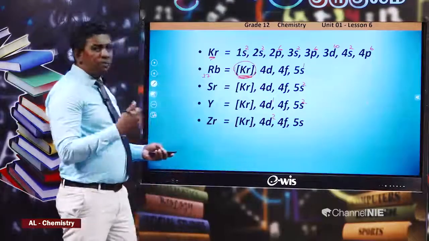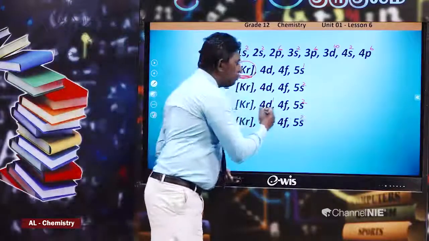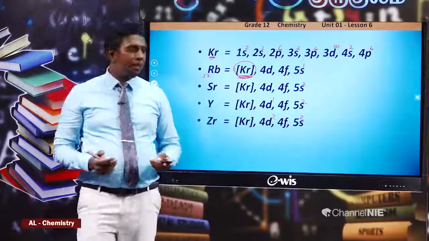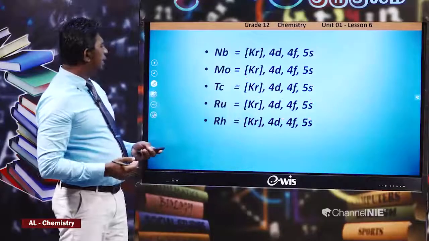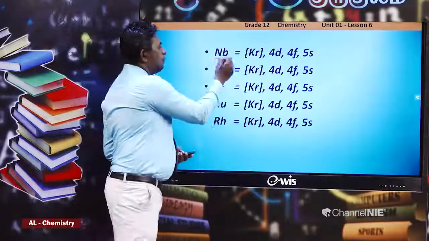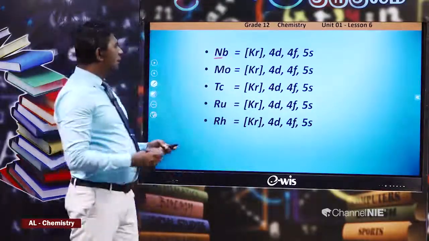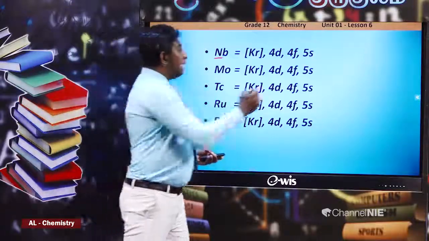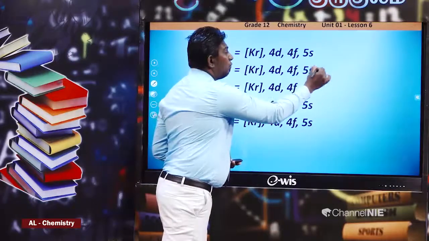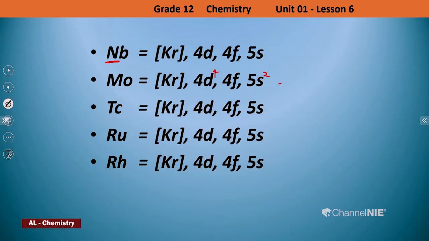Then you keep filling. After 5s2 it would be 4d being filled. For a reason, I will skip the filling of niobium. Then let's come to molybdenum. It has to be 5s2 4d4. As we have earlier learned, students, there would be a rearrangement, making it 1 and making it 5, bringing a stable electronic configuration.